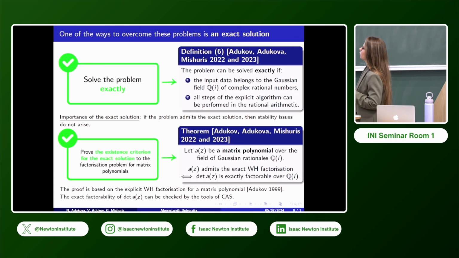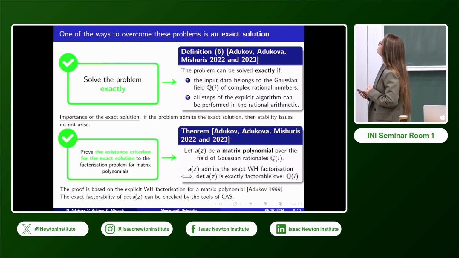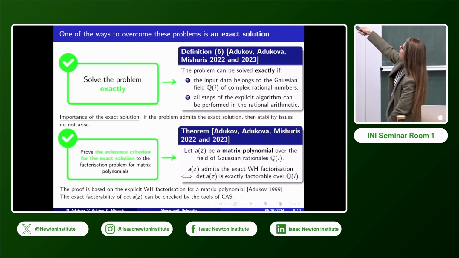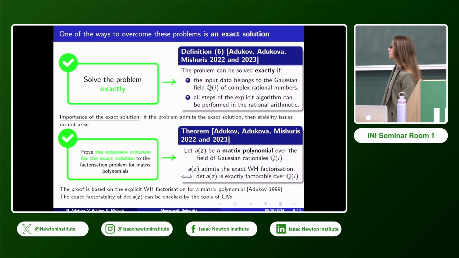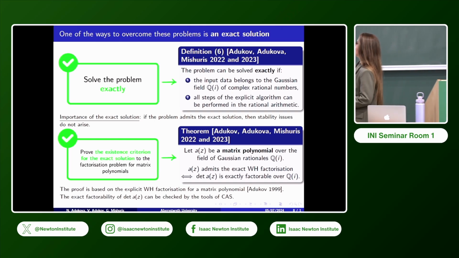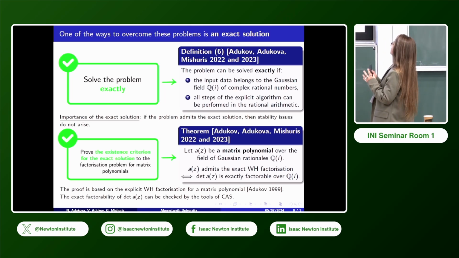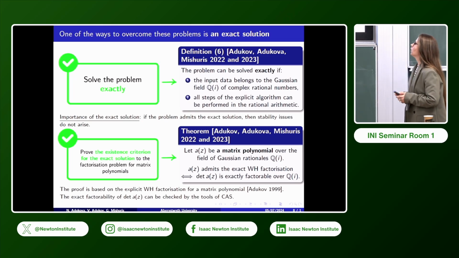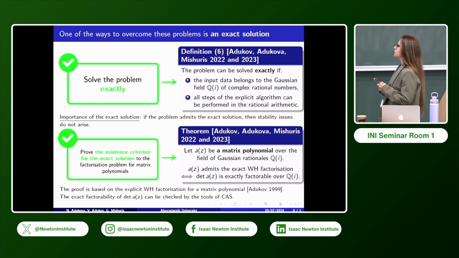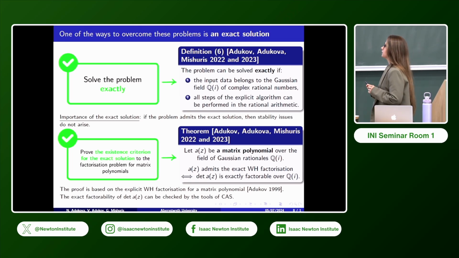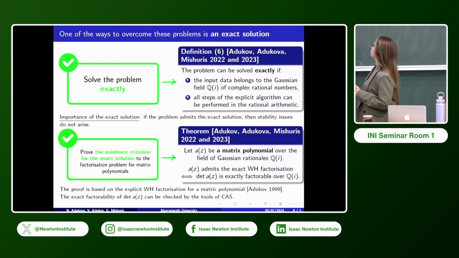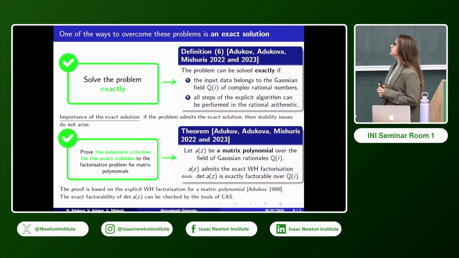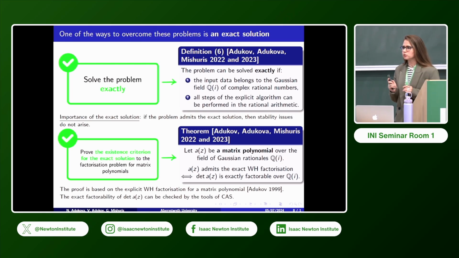By the explicit, by the exact solution, we understand the fulfillment of these two points. However, even the exact solution doesn't always exist. So we have proven the criterion for it to happen. Our theorem states that A admits the exact VH factorization if and only if its determinant is exactly factorable over the Gaussian field.